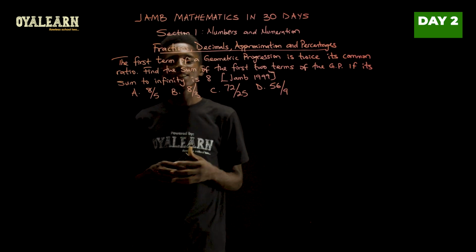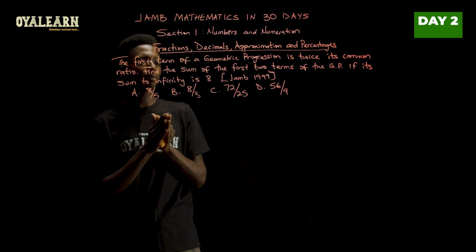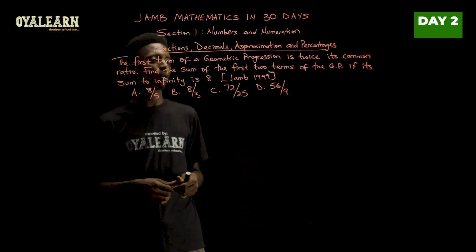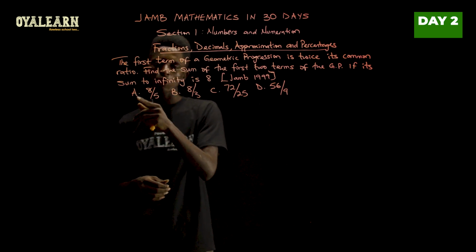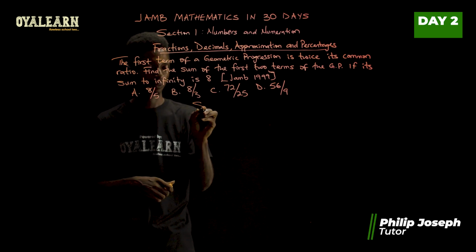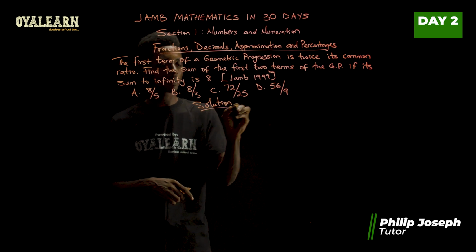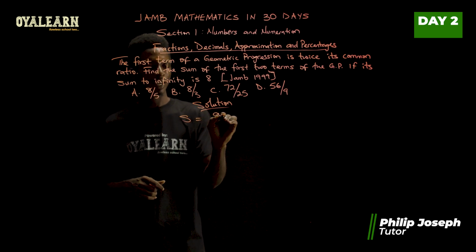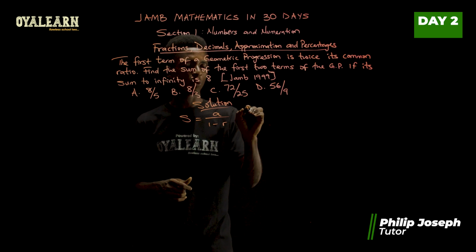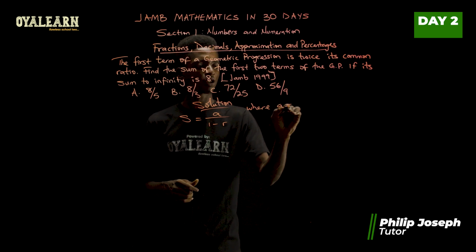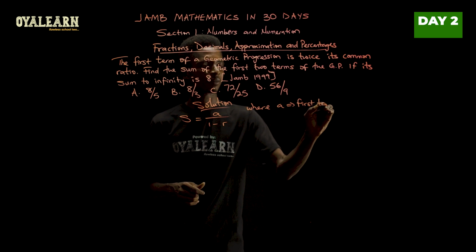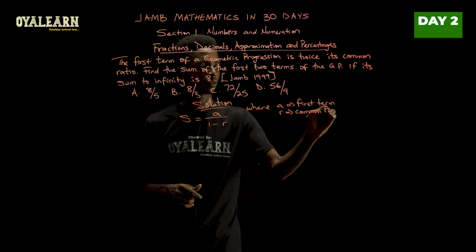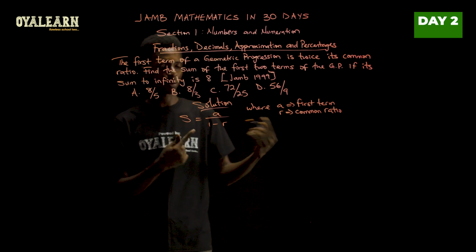This question from 1999 Jamb says that the first term of a geometric progression is twice its common ratio. So find the sum of the first two terms of the GP if its sum to infinity is 8. When working with geometric progression, the sum to infinity is given by the equation S equals A over 1 minus R, where A is your first term, R is the common ratio, and S is the sum to infinity.